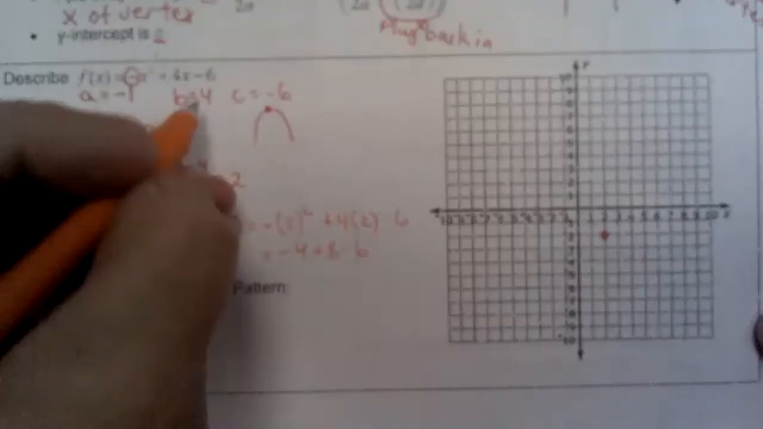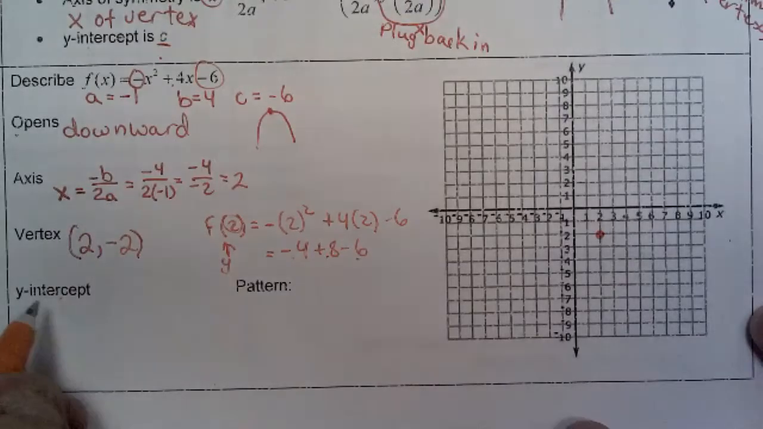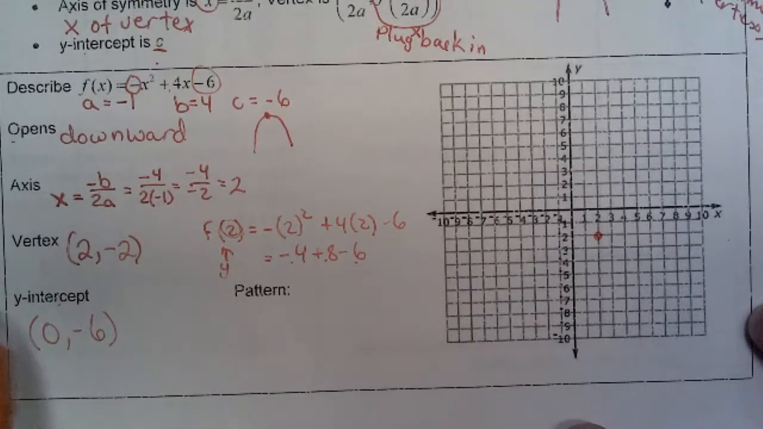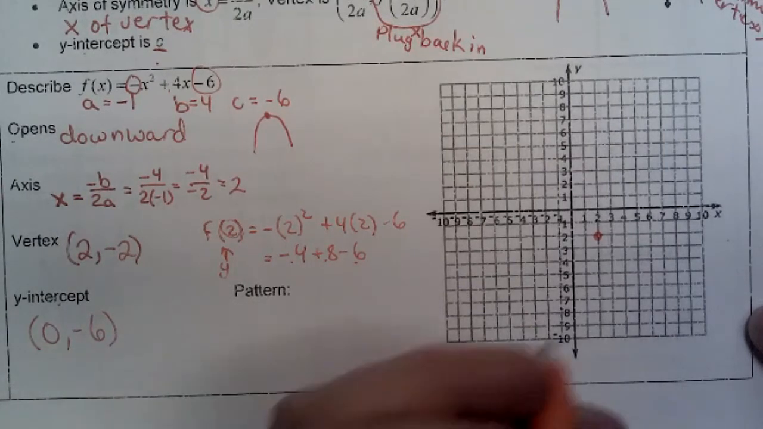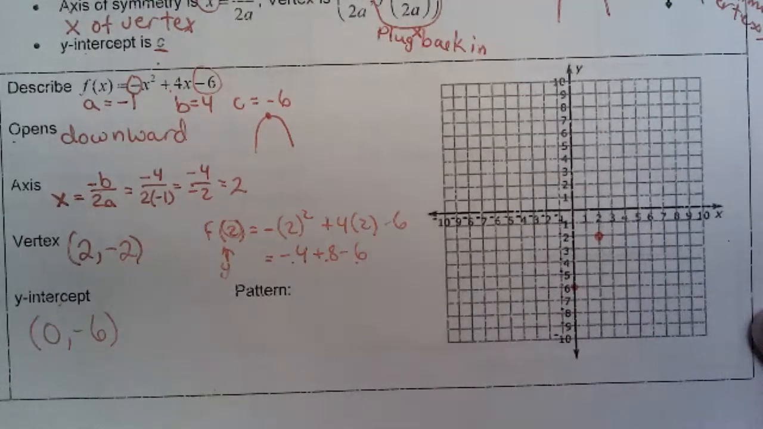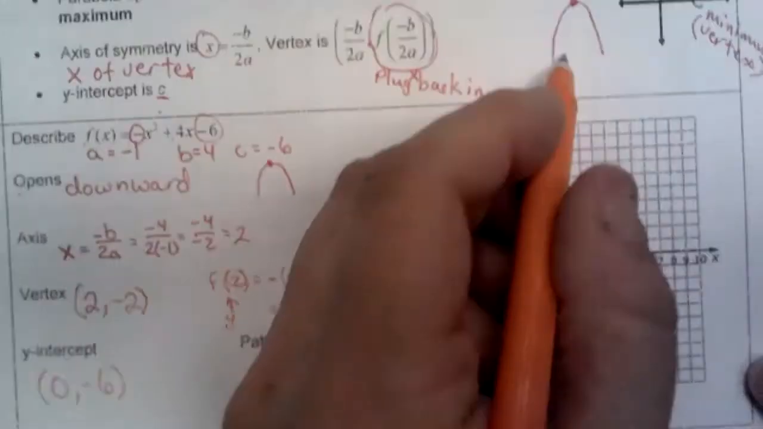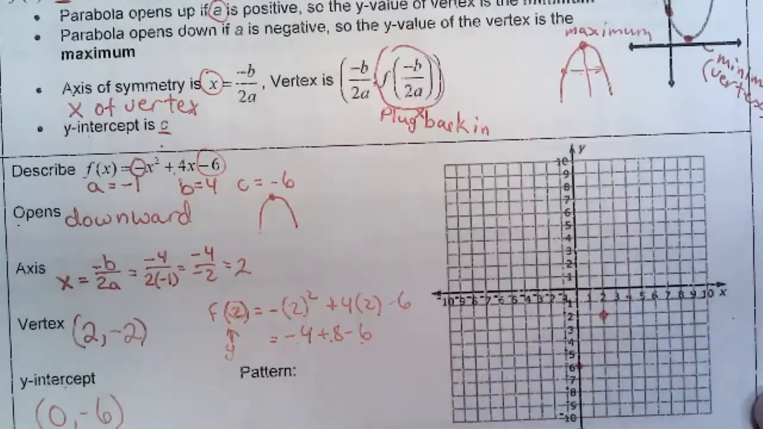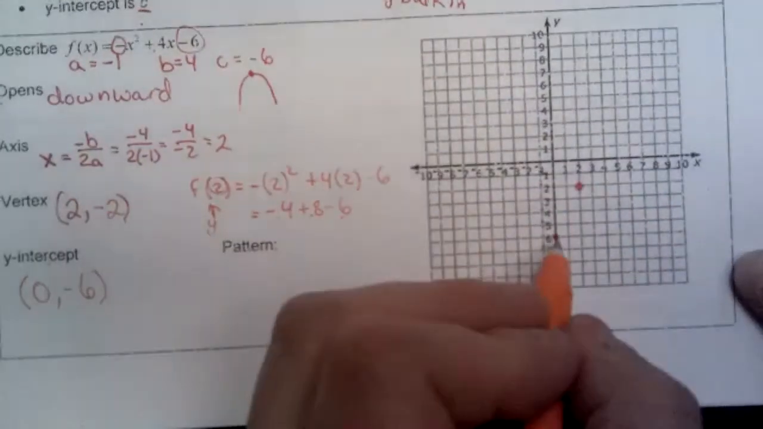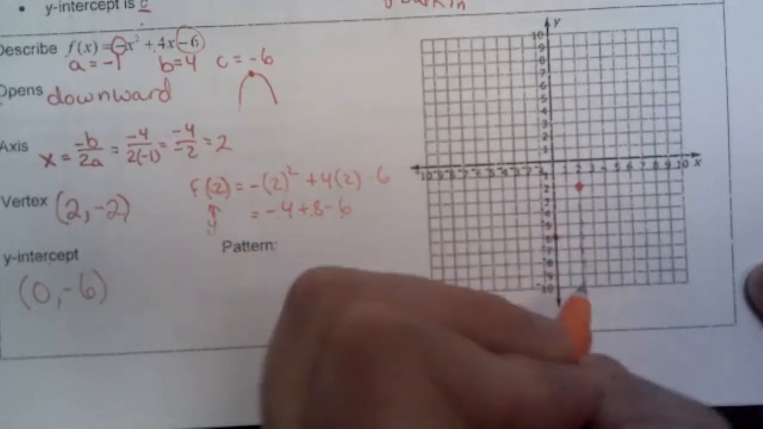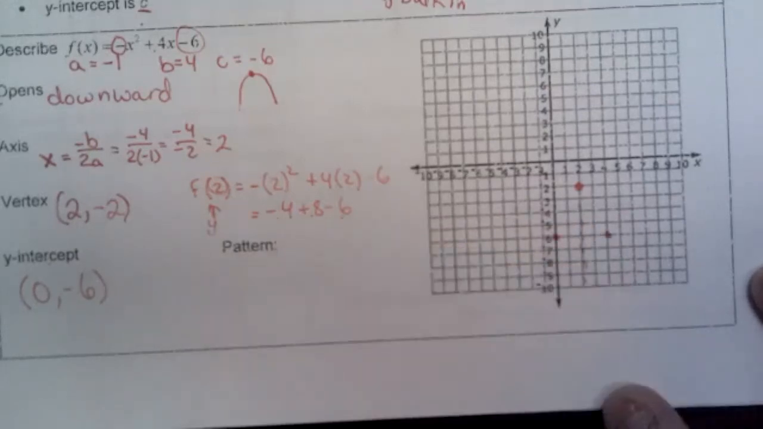My y-intercept is my c value, so my y-intercept is going to be at (0, -6). You want to write this as a coordinate because that's what it is. A couple of things: remember that this is a mirror image. Whatever the point is on this side, it's got to be the exact same length on that side. So right now I could already say this is here and it's 2 away from that middle, so I know that I'm going to have a point there 2 away.